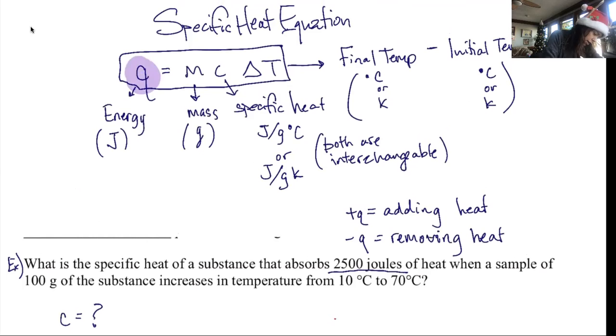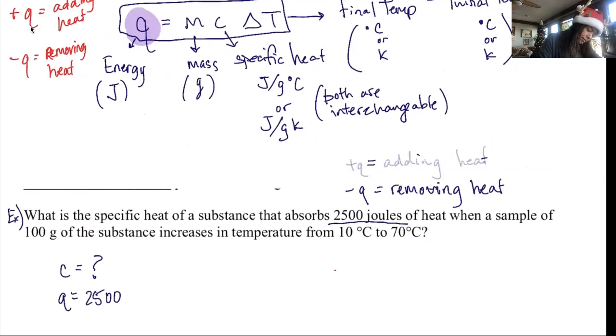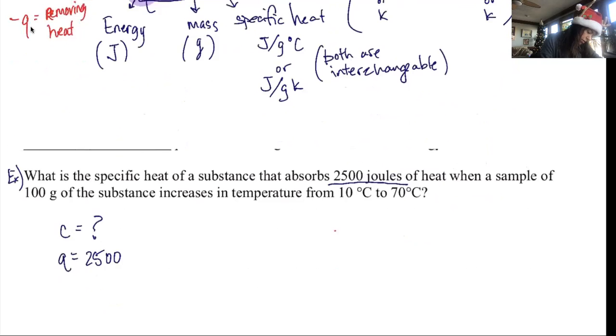I'm going to write it again. Don't want all that mess. A positive Q means you are adding heat, and a negative Q means you are removing heat, which essentially is cooling down. Okay? So you need to be mindful of that. So go back to the practice problem here. Sorry, let me clean my page up.